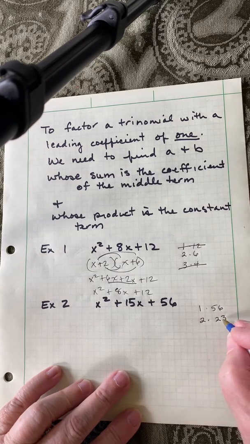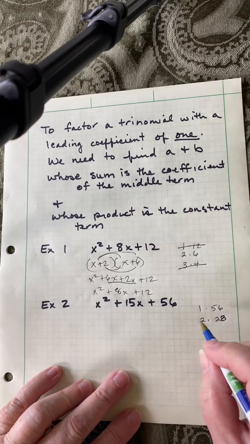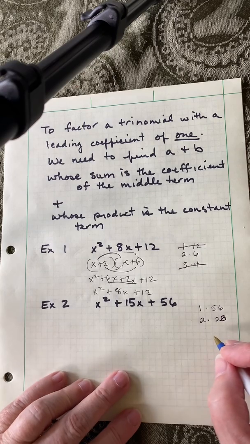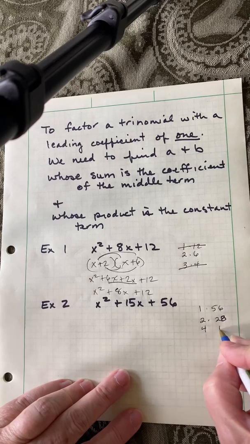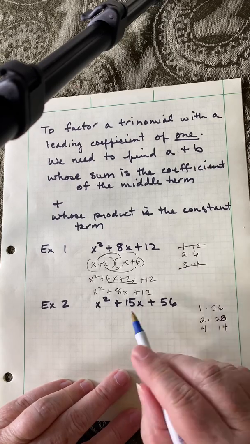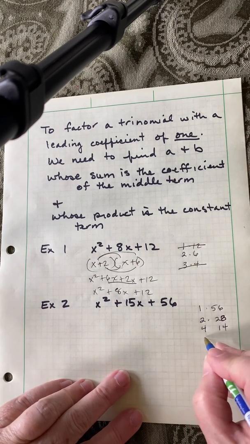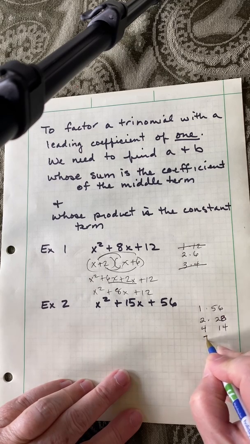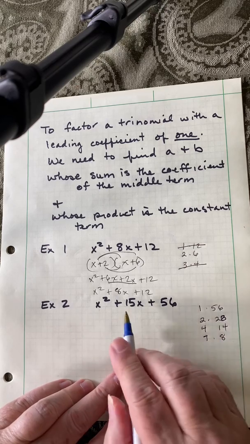No, that's not right. That goes in there 28 times. Okay, that's not going to give me 15. 3 doesn't go in there. 4 won't go in there because 1 time with 14, that's not going to get me the 15 either. 5's not going in there evenly. 6 won't, 7 won't, or 7 will. 7 times 8 is 56. And if I add those together, it gives me the 15.